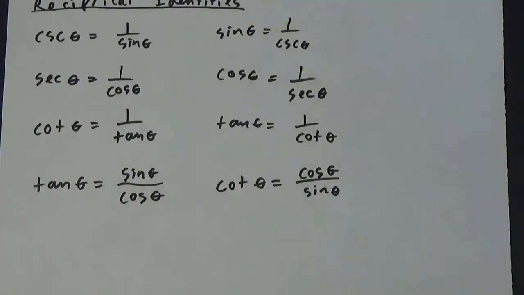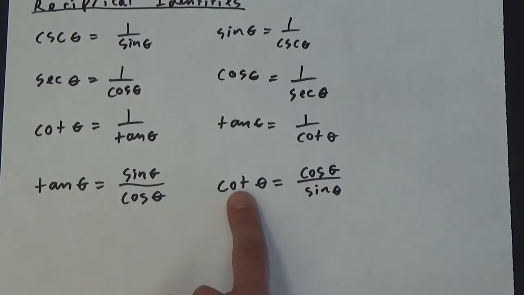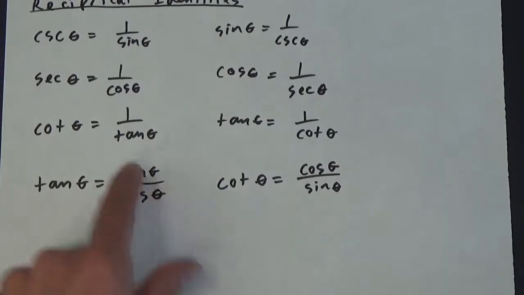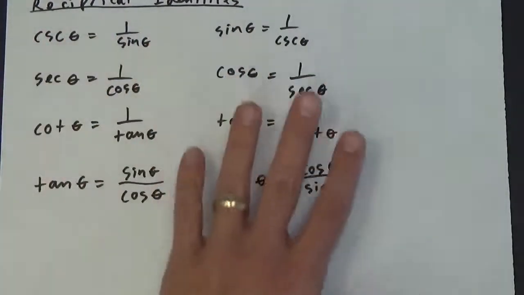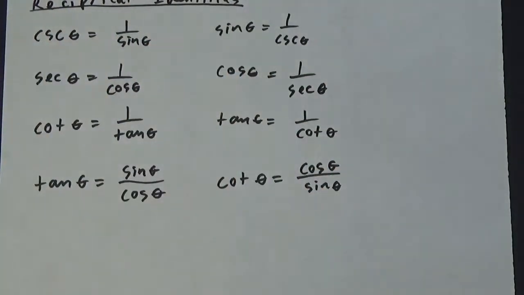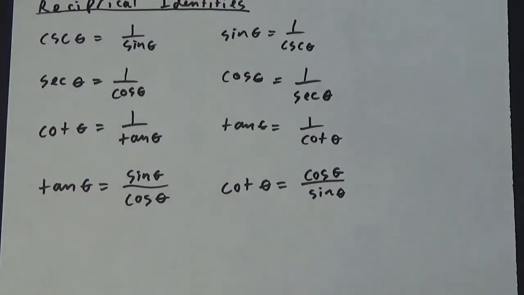Now you do have to remember that tangent is sine over cosine, and well, if tangent is sine over cosine and the cotangent is the reciprocal of the tangent, that means we can take it and flip it and we have cotangent. But we will use these identities in helping us solve problems and other parts of trigonometry, and these are ones that we definitely need to remember.